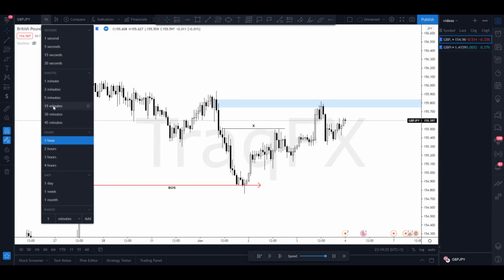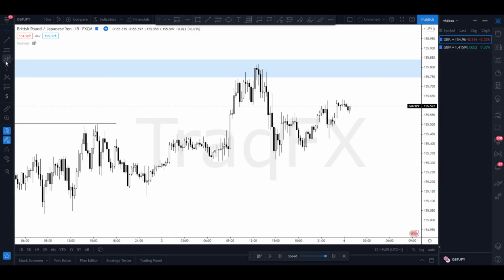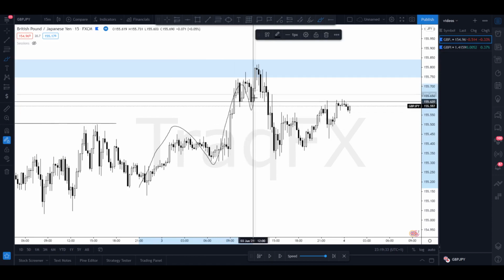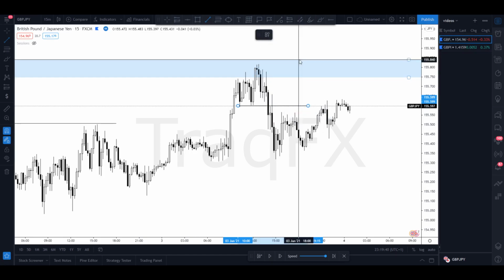So it taps into our area of interest perfectly. We're going on to the 15-minute. Now 15-minute wise, we need to see a break of structure of here. So we have a high, higher low, higher high, higher low, higher high. So we broke structure right here perfectly, right? Let's go down to BOS, down, and boom.